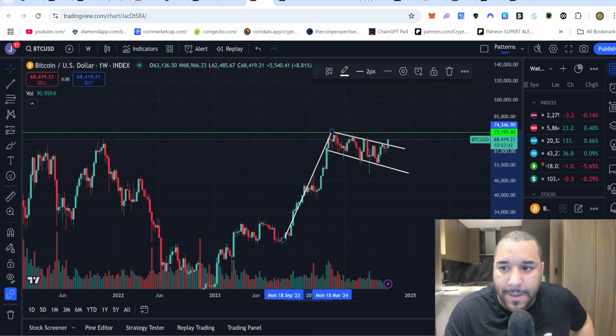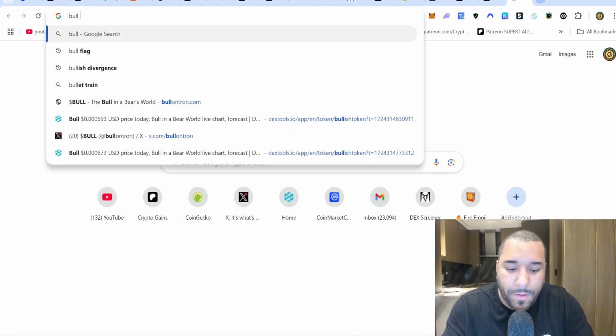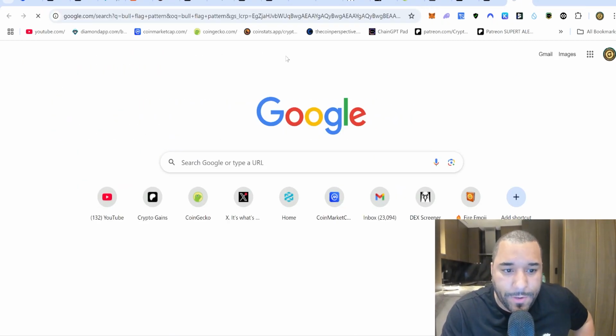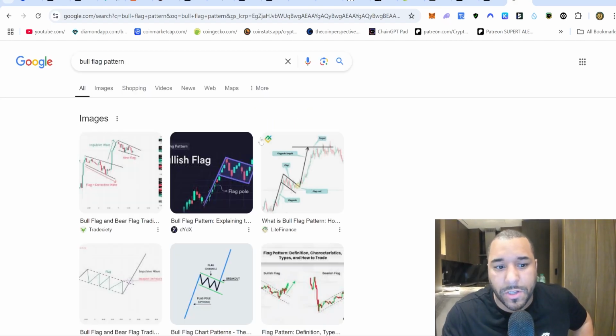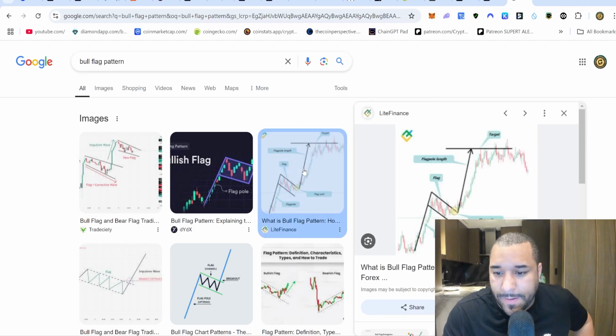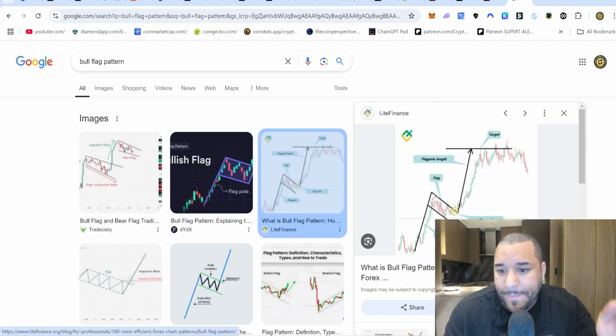I mean, if you want, I can grab up bull flag pattern, see if it comes up here, and we can have a quick look at how they work. If it finds it, Google searching. Here we go. So these are examples of a bull flag. Let's have a look at this one here. So again, you've got the pole flag, you've got price action that bounces between the actual flag, right? And then eventually it breaks out.